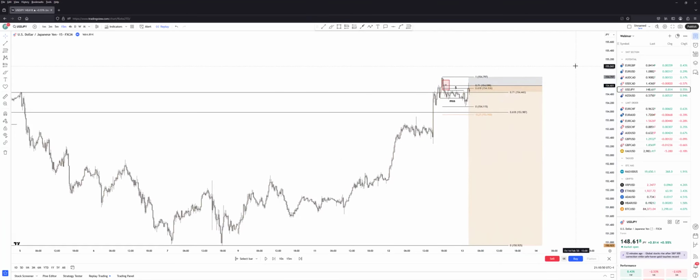Sometimes it's 5 because the structure is way too low. Sometimes it's 10, sometimes it's 15, sometimes it's 18. It ranges between 5 and 15 usually. So this 18 risk-reward ratio is a pretty nice risk-reward ratio that we can achieve.